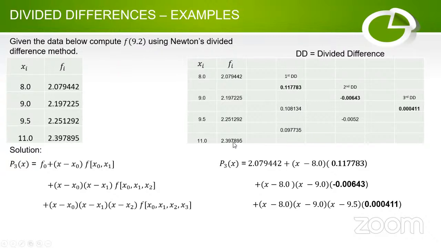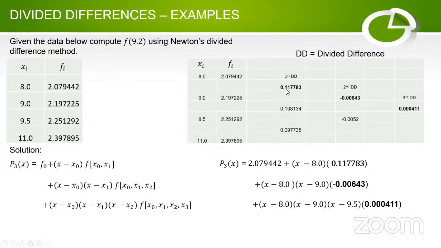The same thing we do here: 2.397895 minus 2.251292, again divided by 11 minus 9.5. So once we have gotten to this level, if you recall, I said those functions we were seeing are all going to be numbers. So we will now take these numbers again to get the second divided difference.